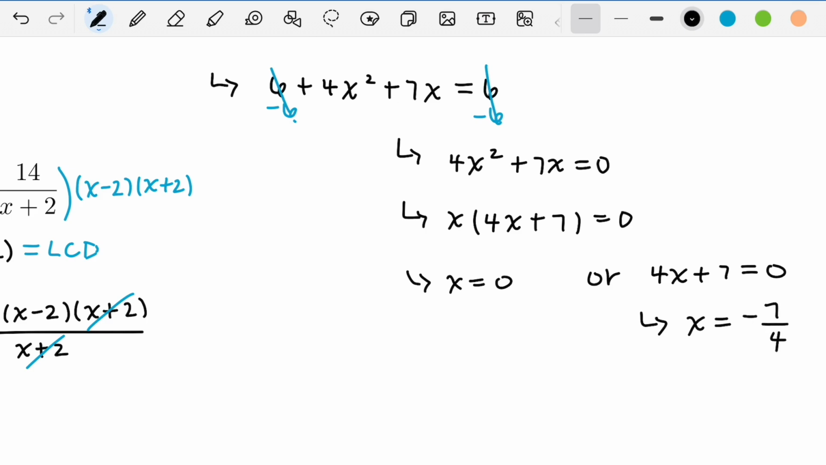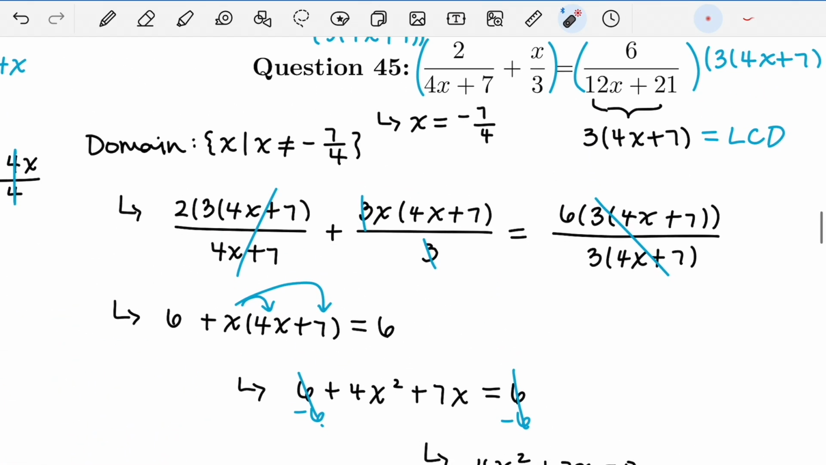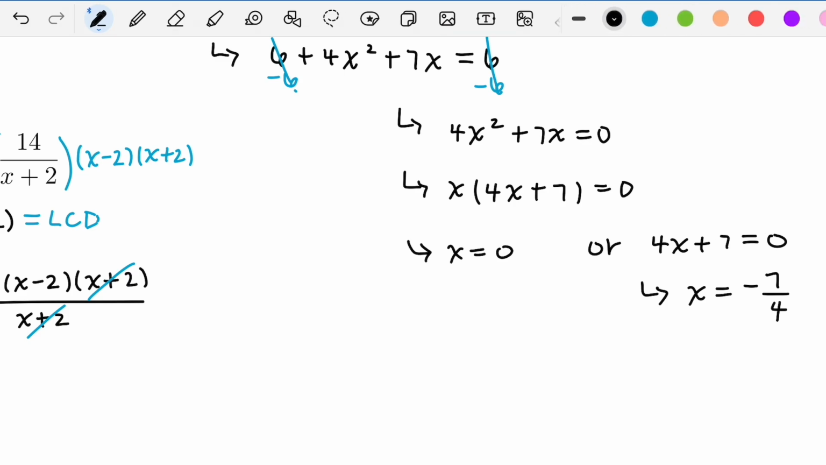Our two potential solutions are x is equal to 0 or x is equal to negative 7 over 4. But remember, in our domain, we said that our domain consists of all real numbers except for negative 7 over 4. So that means this guy is not a solution. And our only solution then is going to be x is equal to 0.